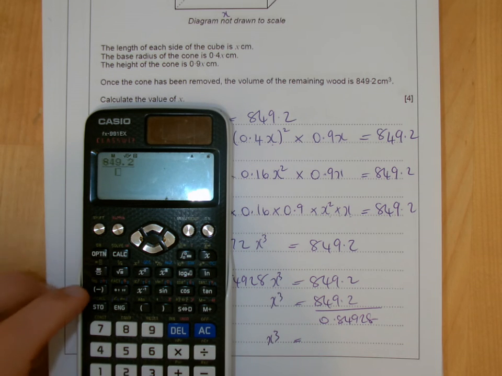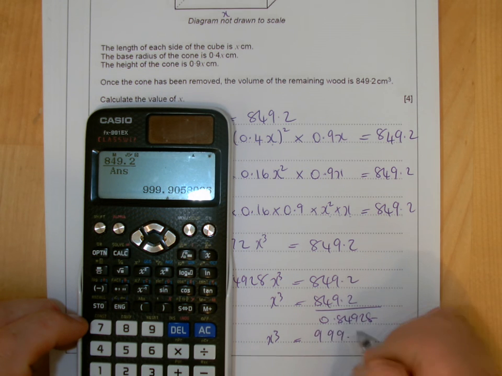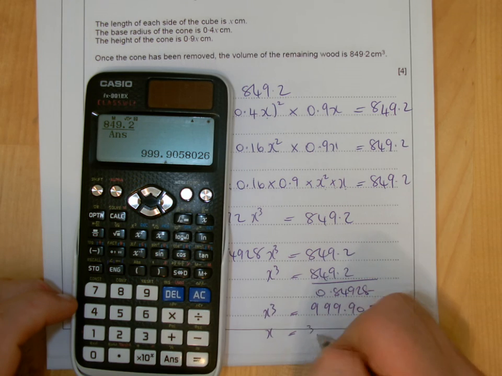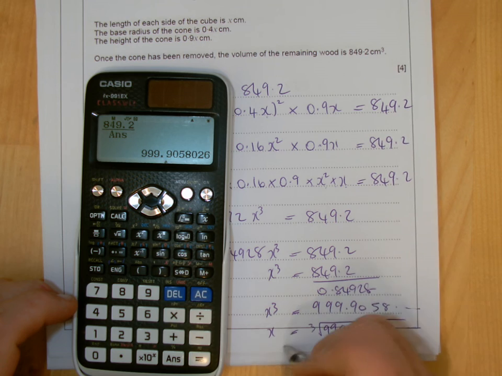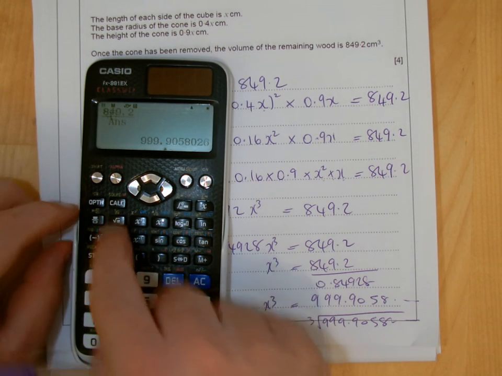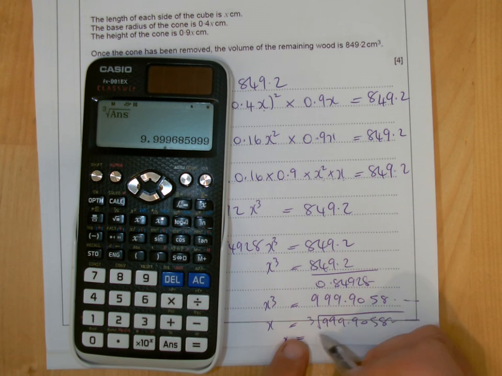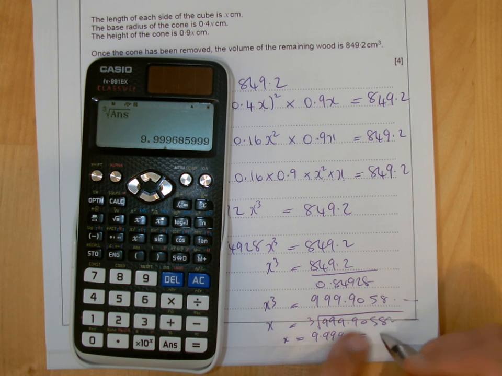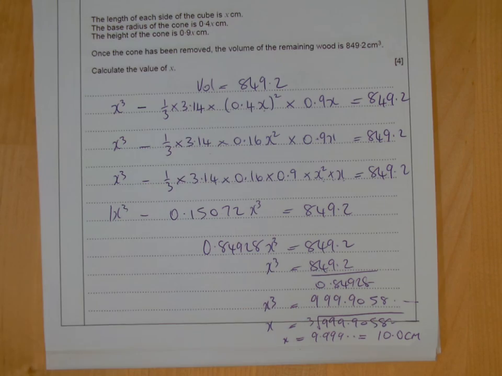849.2 over ans, and that comes to, there you go, 999.9 and so on. And then of course to get x, you've got to cube root all that. So x will equal, let me see if I can squeeze that in, shift square root to get the cube root of ans, and you can see there you got 9.999, which basically is going to round to 10.0 to 1 decimal place. That's what x is equal to.